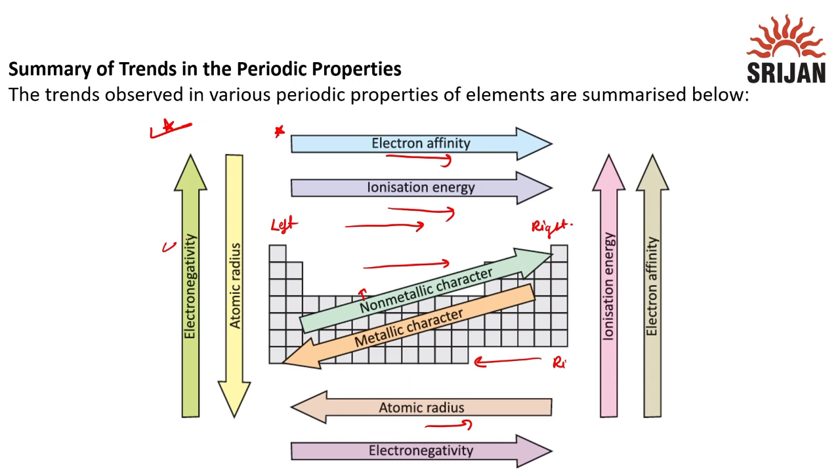Also the electronegativity decreases down the group and increases up the group. That's why fluorine, for example, has an electronegativity of 4, and the lower members of the group have lower electronegativity than fluorine, that is the first member of the group. So this is the flow chart of all your properties.